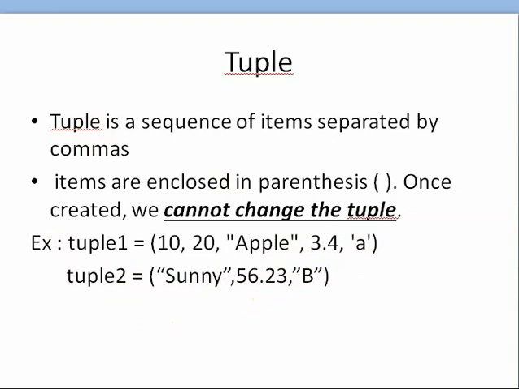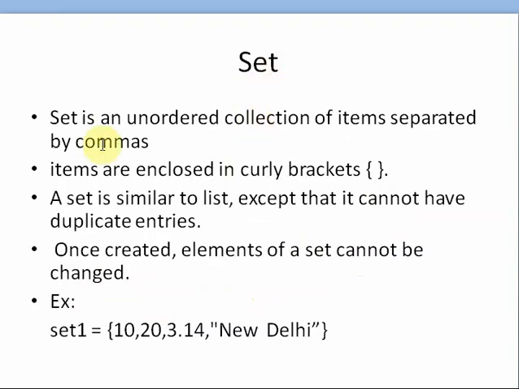Next is set. A set is an unordered collection of atoms separated by commas, enclosed in curly brackets. A set is similar to a list except that it cannot have duplicate entries. We will see the meaning when we do the practical. But note that a set has distinct items, meaning if you store one number or one item, you cannot store the same value in the set.